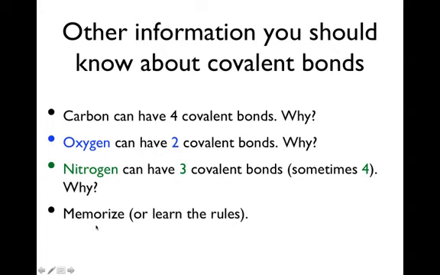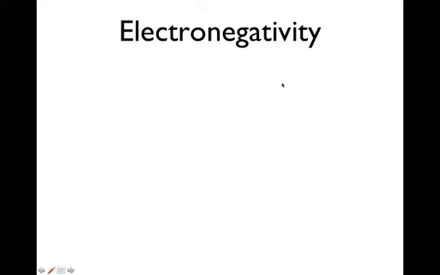You can either memorize this information, it'll become important later in the course, or you can basically learn the rules of figuring out how many valence electrons a particular atom has when it's neutral, and then seeing how many slots it has for sharing. The last section that we're going to talk about in this unit deals with a special type of covalent bonding, and it deals with a topic called electronegativity. So electronegativity is a little bit of a fancy term. I'm going to introduce electronegativity using an analogy in a minute.